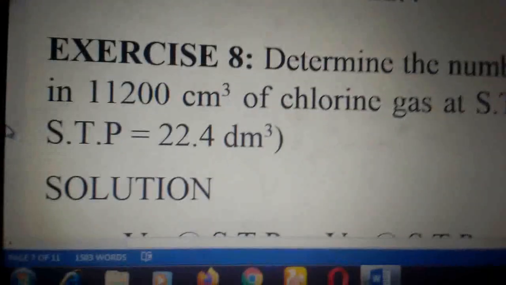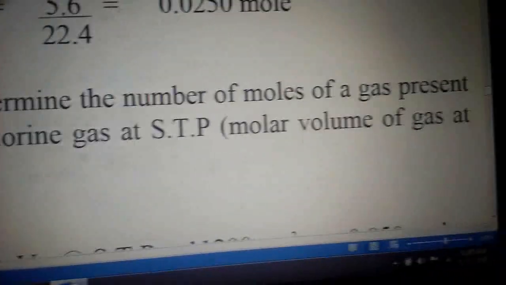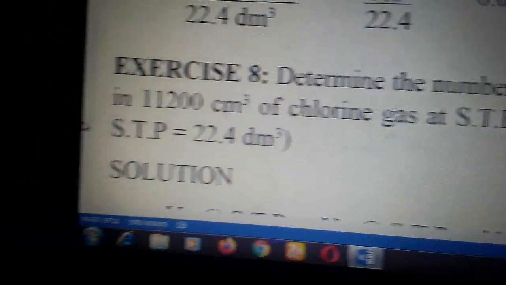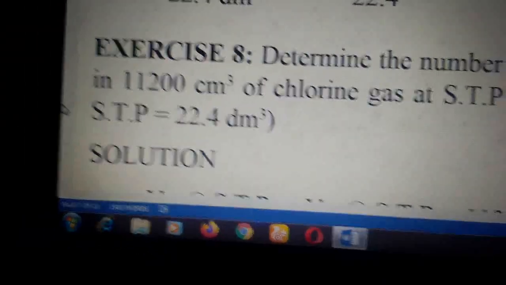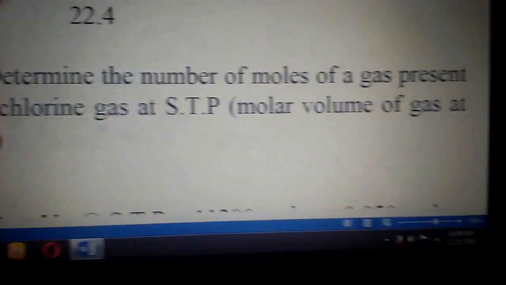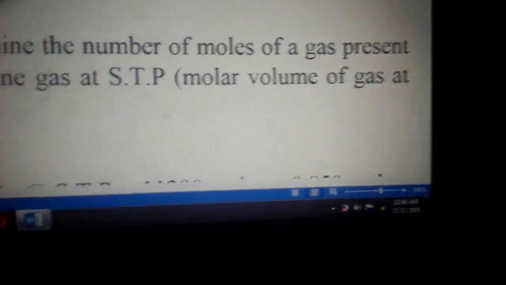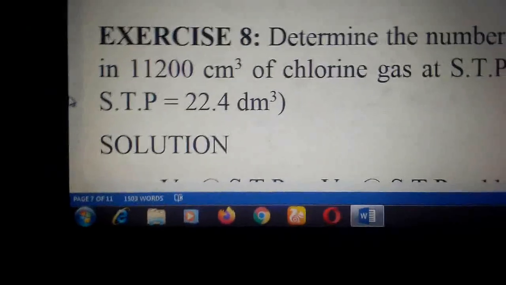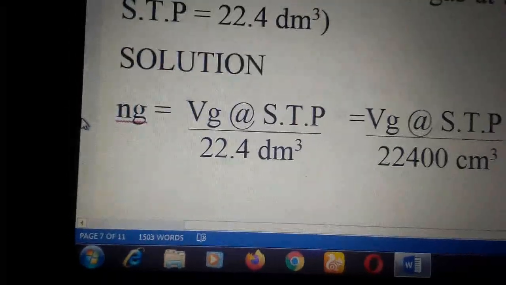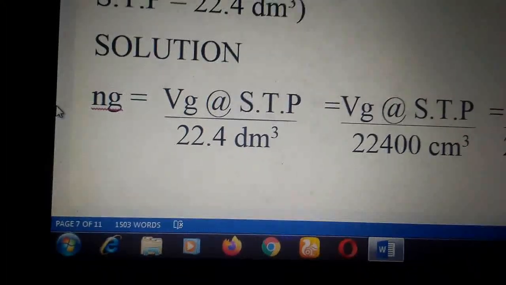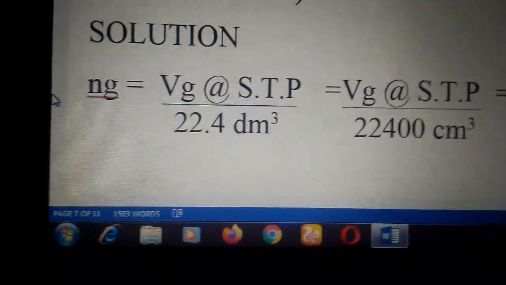Exercise 8 says: determine the number of moles of a gas present in 11,200 cm³ of chlorine gas at STP. Molar volume of the gas at STP is 22.4. So this question and the previous one look alike. Let's see the differences. The number of moles of a gas and volume are connected by the formula: number of moles of gas equals volume of gas at STP over 22.4 dm³.